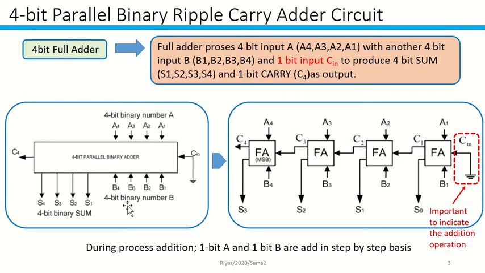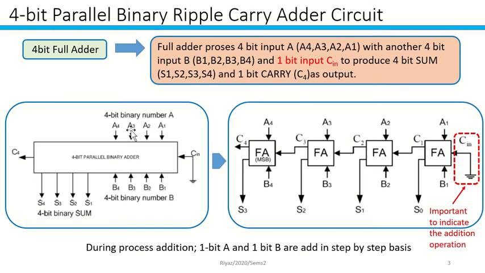So in general, you're going to have 3 inputs: input A, which is A1, A2, A3, A4; input B, which is B1, B2, B3, B4; and also input C in. When you process all the inputs, you're going to have two kinds of output, which is the 4-bit binary sum, S1, S2, S3, S4, and the carry C4.